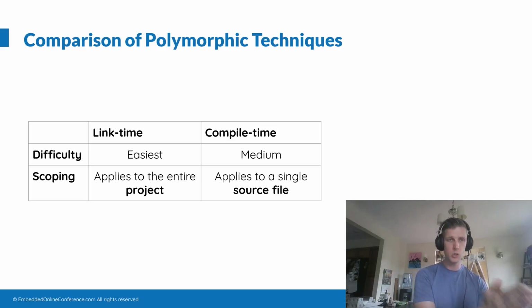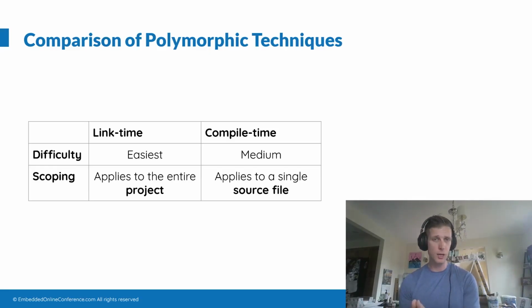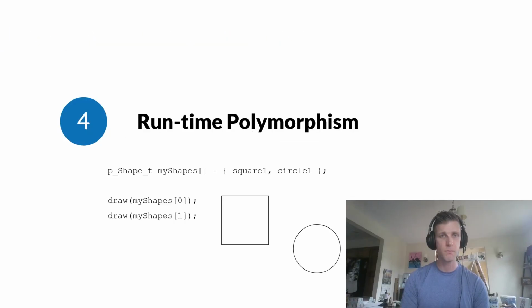Even though to me using the linker is a little bit easier, the downside is it's kind of a sledgehammer, right? If I link in one function, I can't link in any others, and so any polymorphism applies to the entire project. Whereas with the technique we just saw, to me it's a little more complicated because there are a couple of restrictions on how I'm allowed to use the preprocessor. But what this lets me do is specify within single source files what type of object, if you will, I want to use in that specific source file.